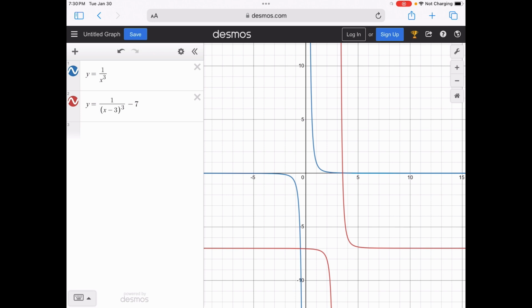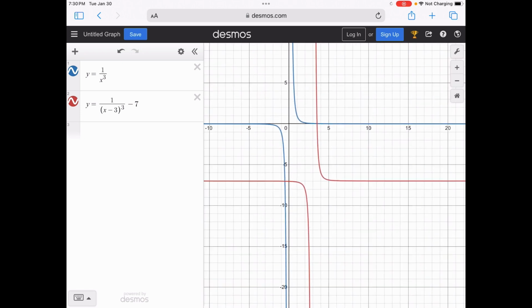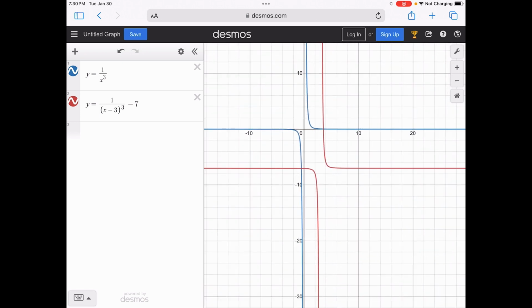Replace x with x minus 3 and then subtract 7 from the result. Y equals f of x minus h plus k, right? And look what it's done. In red there, that is now the graph of y equals 1 over x minus 3 cubed minus 7.